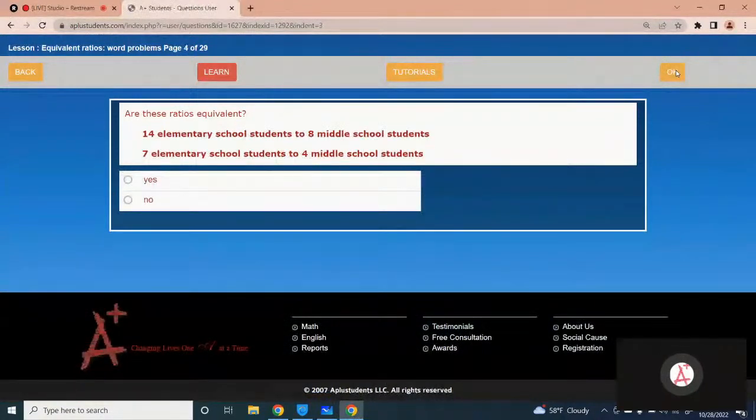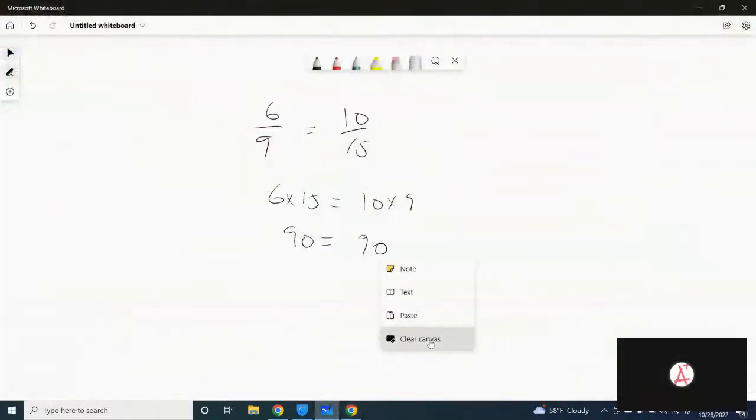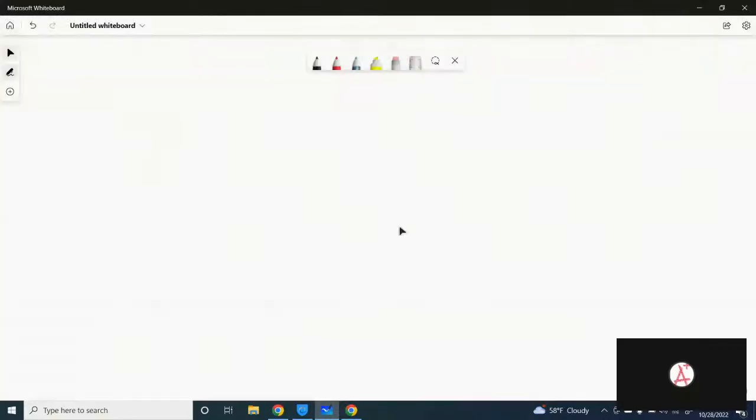Okay, the next one is, are these ratios equivalent? 14 elementary school students to 8 middle school students, and 7 elementary school students to 4 middle school students. So the ratios are 14 by 8 and 7 by 4. Let's write them down in fractional form. So it would be 14 over 8 equals 7 over 4.